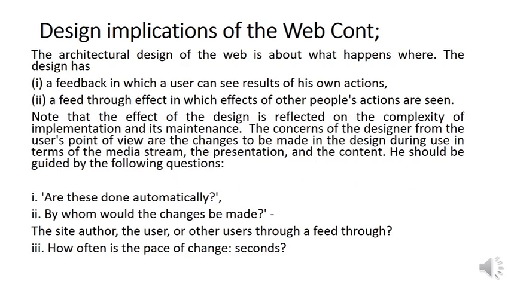The architectural design of the web is about what happened where. The design has one, a feedback in which a user can see the result of his own action. Two, a feed-through effect in which the effects of other people's actions are seen. Note that the effect of the design is reflected in the complexity of the implementation and its maintenance.